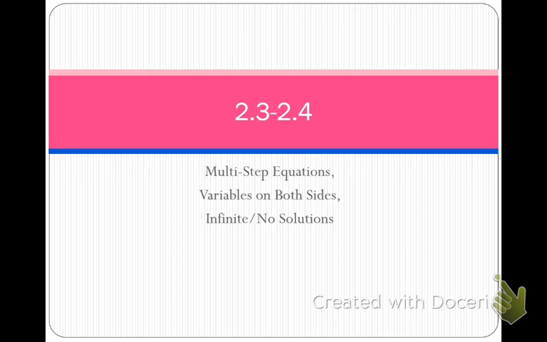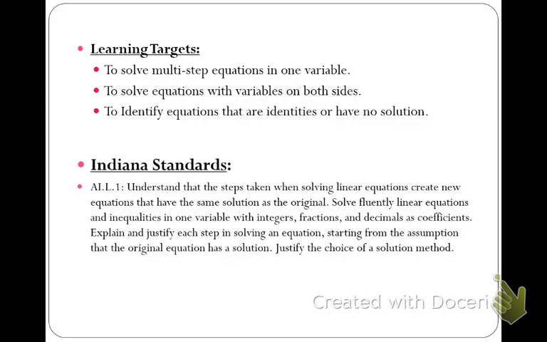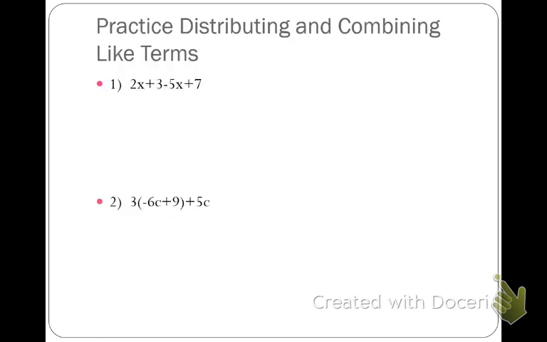So what we're trying to do through this process is to find the solution for this equation. And again, we're using the idea of equivalent equations, which all have the same solution to get us there. Okay? So by the time we're finished here, you should be able to solve multi-step equations. We need to be able to solve equations with variables on both sides, and then identify equations that are either identities or have no solution. Okay? All right. So we get started.